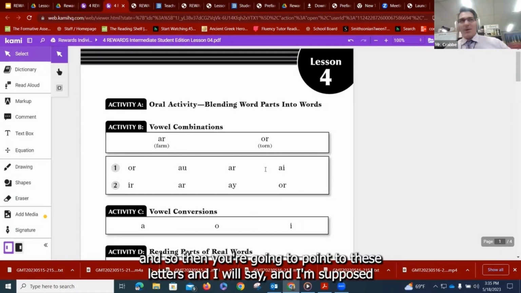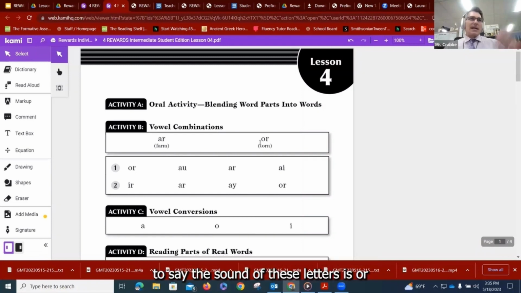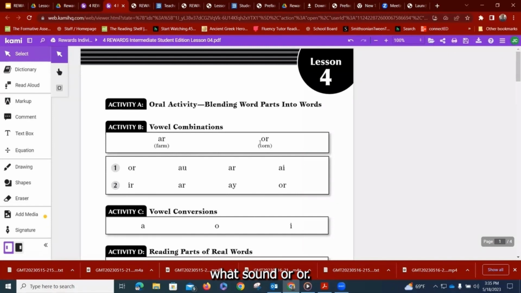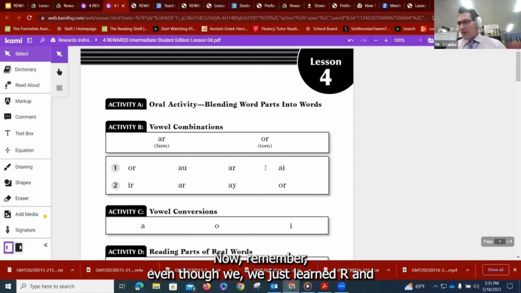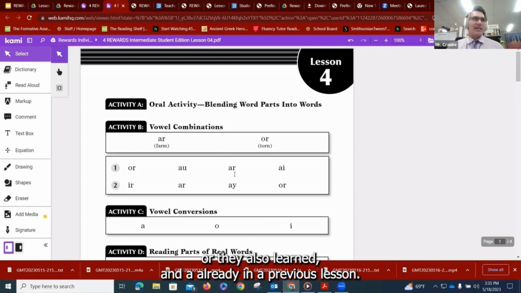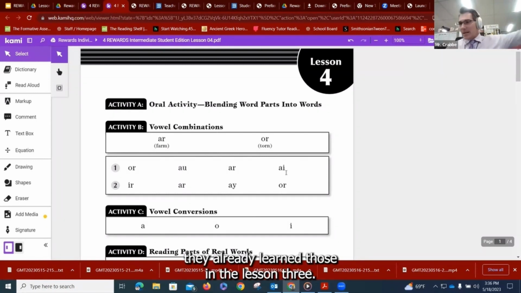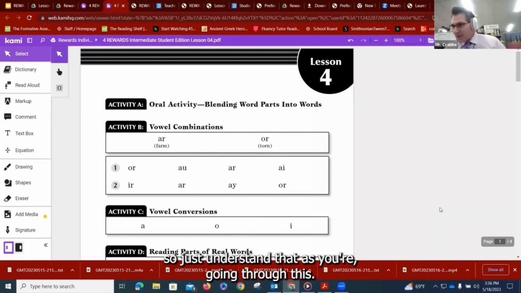Okay. And so then you're going to point to these letters, and I'm supposed to say, the sound of these letters is or. What sound? Or. Okay, perfect. So I'm going to go through line 1 now. Remember, even though we just learned R and or, they also learned A already in a previous lesson. So they already learned those in lesson 3.